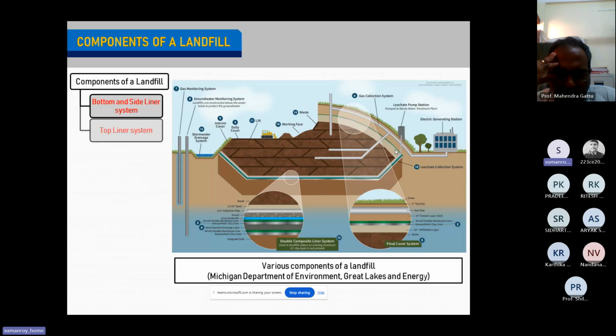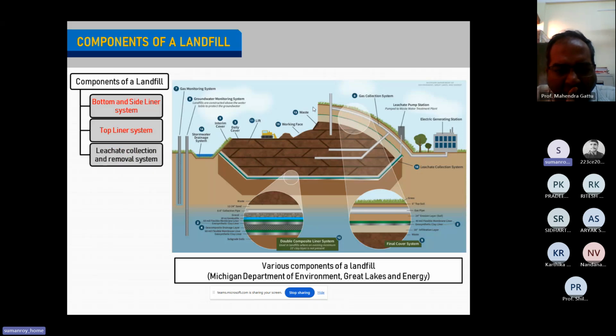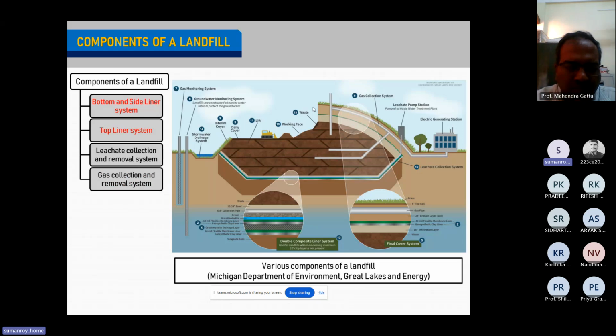The top liner system at the top prevents the interaction with the atmosphere. Let us say if there is rainfall, the rainfall may not immediately come to the waste, because if it immediately comes to the waste, then reactions will happen immediately, and the gases may come out. To prevent this percolation and infiltration from happening, the top liner system is there. You also have something called the leachate collection and removal system. If there is an excess amount of leachate, you may remove the leachate. You also have the gas collection: when there is an excess amount of gas, you can use this gas collection.